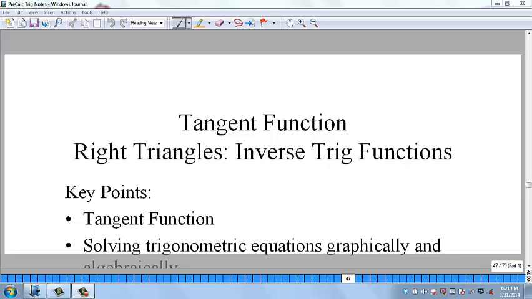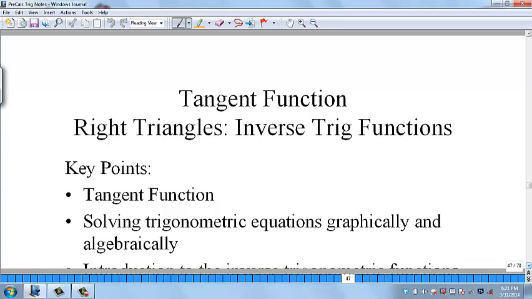Welcome to the other trig functions. We haven't talked much about anything else but sine and cosine. So now we're going to talk about the remaining 4 trig functions. Specifically, we're going to start with the tangent function and talk about inverse trig functions.